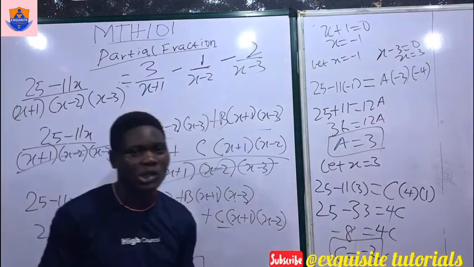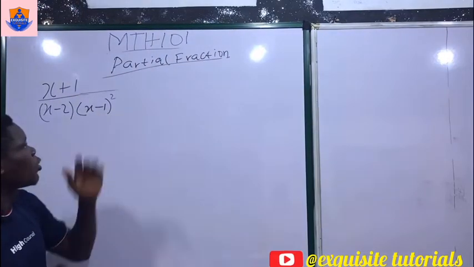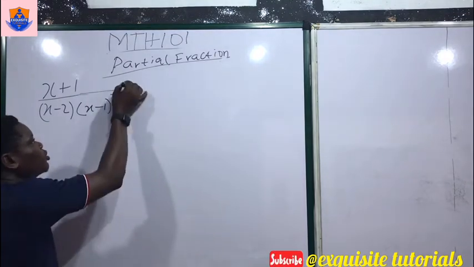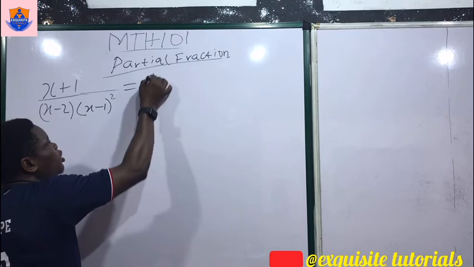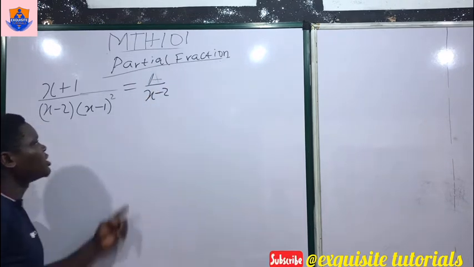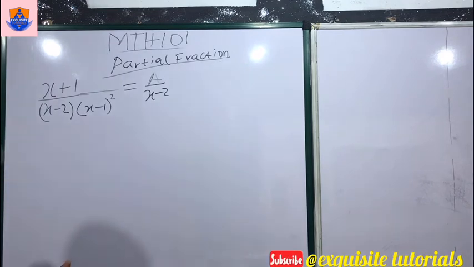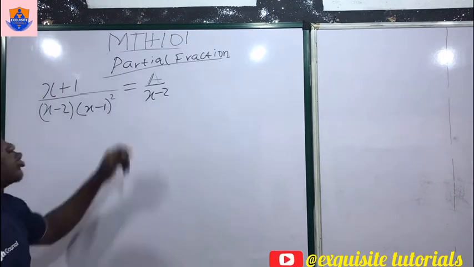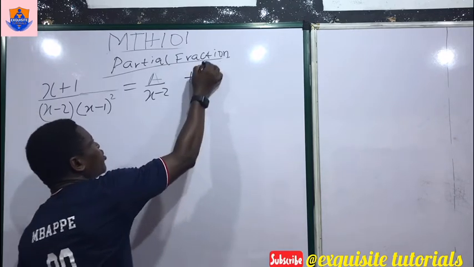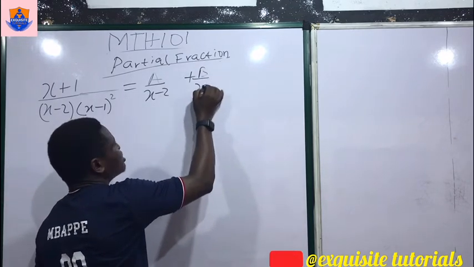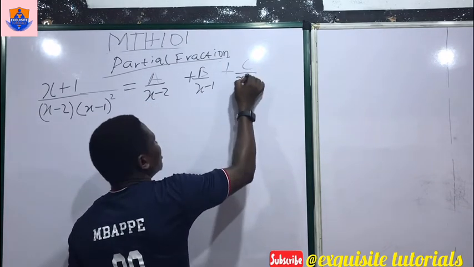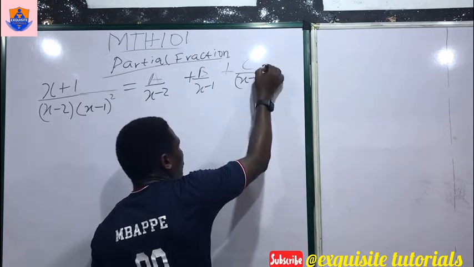Let's move to the second case. Welcome back. This is the second case where there's a power. Now the same procedure, you let this be equal to a over x minus 2. But for this part that has power, you repeat it twice. The power is 2 here. So you repeat it twice, but in ascending powers. So you say b over x minus 1 raised to power 1 plus c over x minus 1 then square.